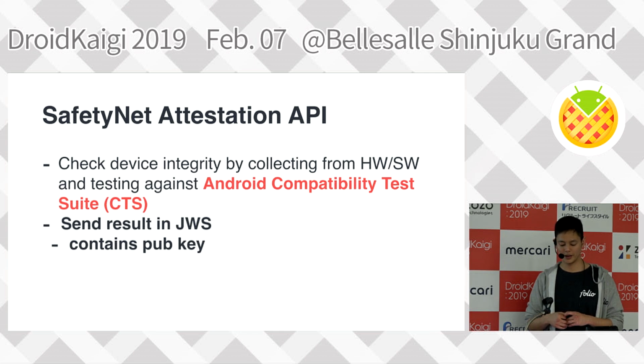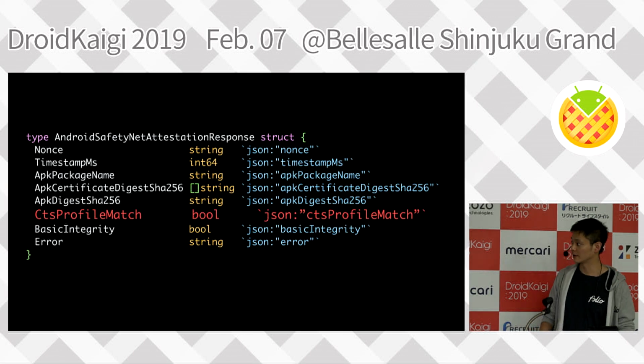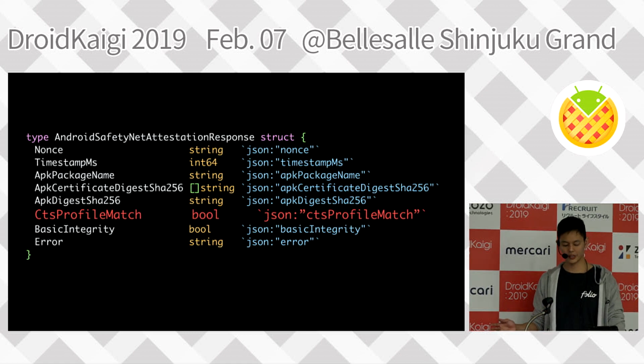This is not really telling you the key is generated in the keystore, but it checks the device integrity of your device using metadata from hardware and software by checking against the testing suite called the CTS. When it's successful, it sends back the result in JWS format, and it contains this type of structure. The server side checks this CTS profile match, and when it is true, then you can say that attestation is done in a secure manner. All I'm saying is that they are in the FIDO2 spec, so it's not something limited to Android.